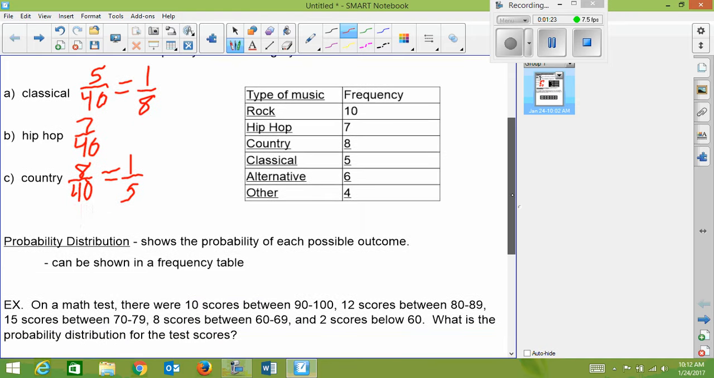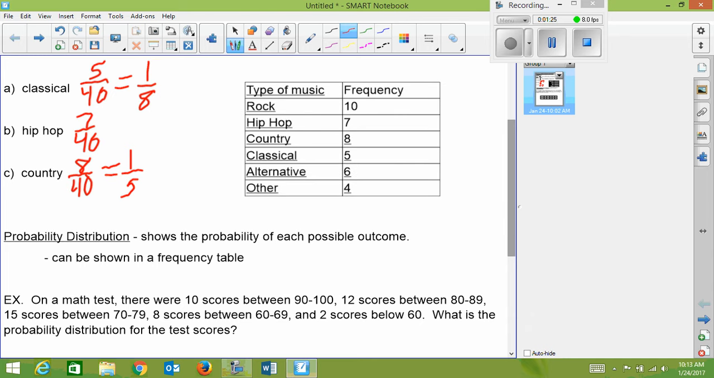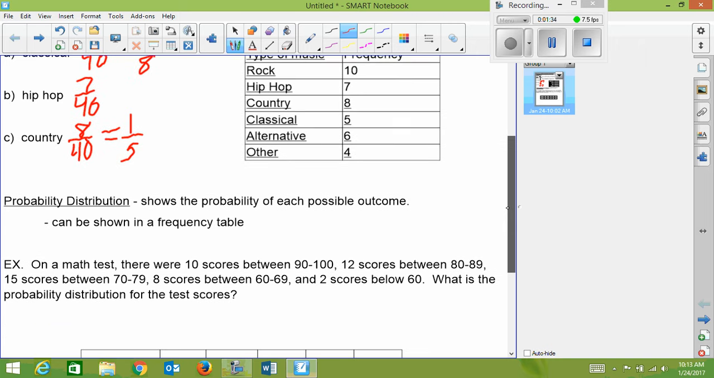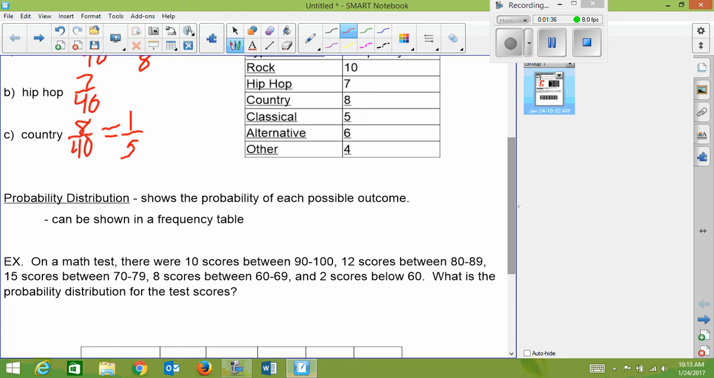The probability distribution shows the probability of each possible outcome, and this can be shown in a frequency table. My example to go with that is here. On a math test, there were 10 scores between 90 and 100, 12 scores between 80 and 89, 15 scores between 70 and 79, 8 scores between 60 and 69, and 2 scores below 60. So what is the probability distribution for the test scores?